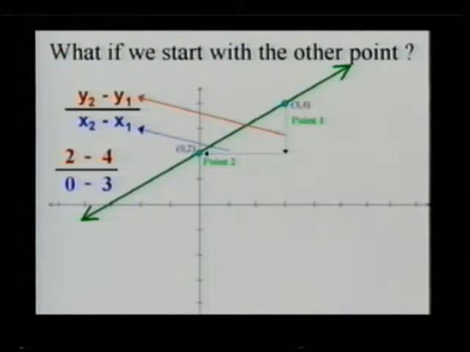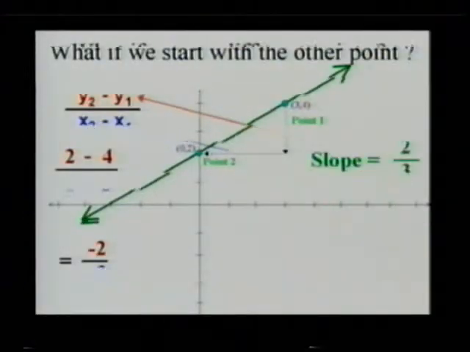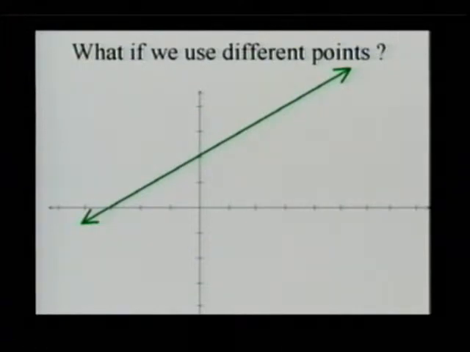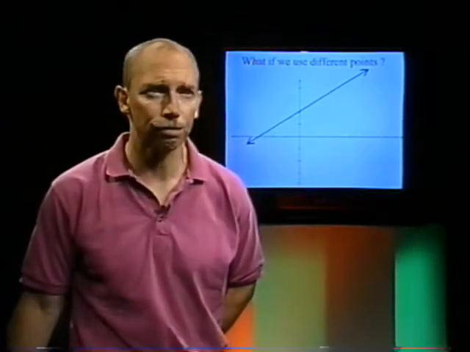This sure isn't looking like 2/3, is it? Well, wait a minute. 2 minus 4 is negative 2. It's not looking good. 0 minus 3 is negative 3. But wait a minute, you have to reduce. And if you reduce negative 2 over negative 3, you get 2/3. So pretty cool. Okay? Let's use the same line and still use completely different points.